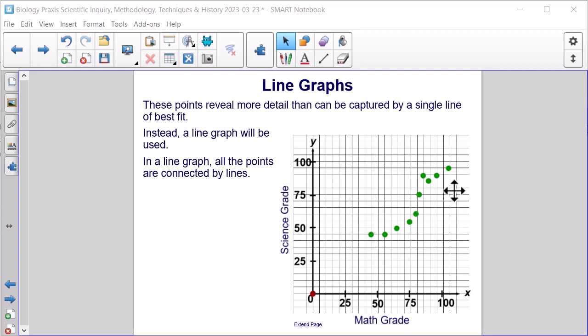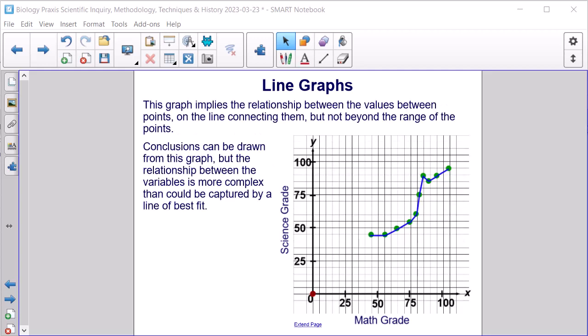These points reveal more detail than can be captured by a single line of best fit. Instead, a line graph will be used. In a line graph, all the points are connected by lines. This graph implies the relationship between the values between points on the line connecting them, as you see in blue, but not beyond the range of the points. Conclusions can be drawn from this graph, but the relationship between the variables of science grade and math grade is more complex than could be captured by a line of best fit.